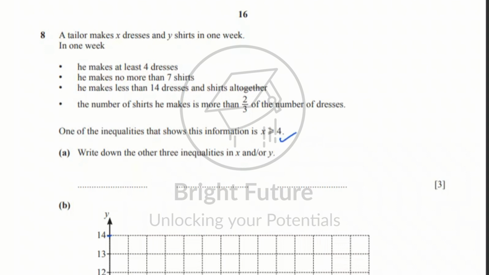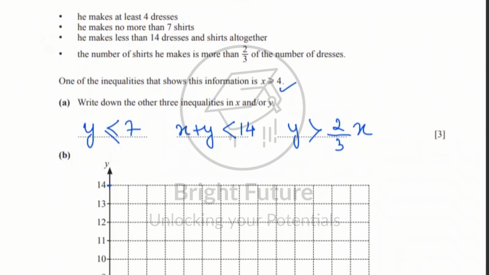So the first one is given to you. The second one is he makes no more than 7 shirts. So the number of shirts he makes is not more than 7. So y less than 7, not more than 7. That means he can make 7 shirts also. So y is less than or equal to 7. Then he makes less than 14. So he cannot make 14 dresses and shirts altogether. That means x plus y is less than 14. Then the number of shirts he makes is more than 2/3 of the number of dresses.